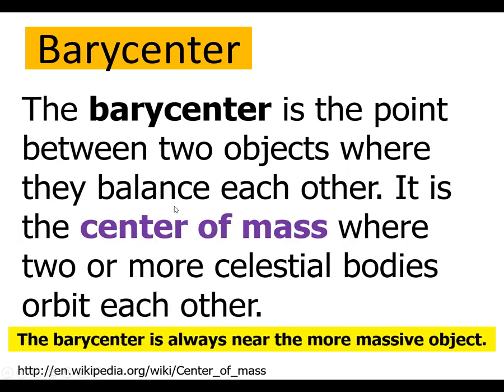The barycenter is always near or closer to the more massive object. So you would expect that the barycenter of the solar system is very close to the sun, because the sun contains 99.8% of the mass of the solar system. So it is the most massive object.